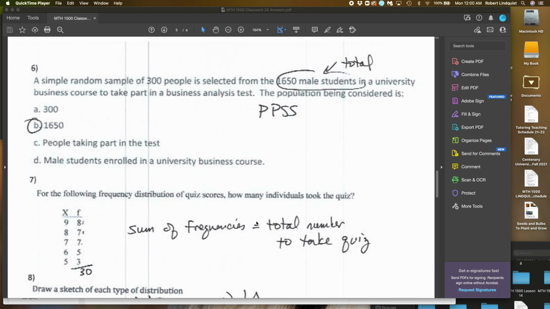For number 7, the following frequency distribution of quiz scores. How many individuals took this quiz? Well, remember, frequency means the number of people. So when you have a frequency of 8 associated with the score of 9, that means 8 people scored a 9. Underneath that, 7 people scored an 8. 7 people also scored a 7. 5 people scored a 3. 3 people scored a 5. So if I add up the total number of frequencies, that's how many people took the quiz, which in this case was 30.